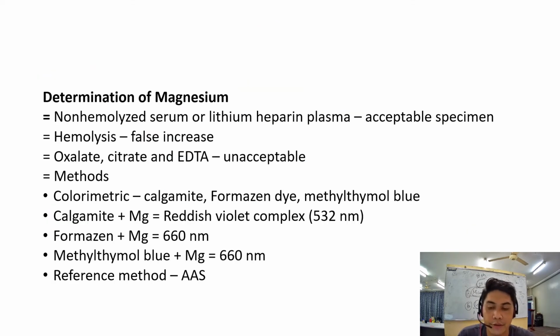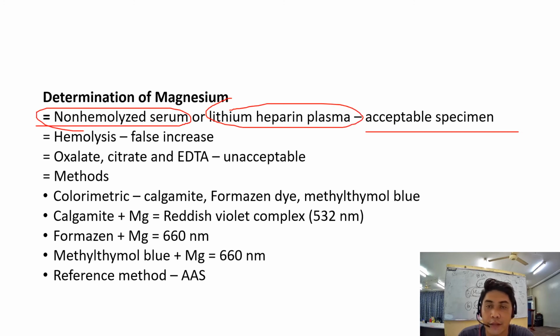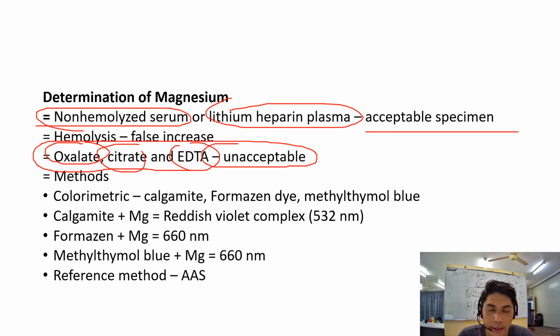Next, you have the determination of magnesium. For determination of magnesium, acceptable specimens are non-hemolyzed serum and lithium heparin plasma. You're not allowed to use oxalate, citrate, and EDTA because these anticoagulants chelate calcium and magnesium. Also, hemolysis can cause a false increase in the concentration of magnesium, because magnesium is usually present in the intracellular space.